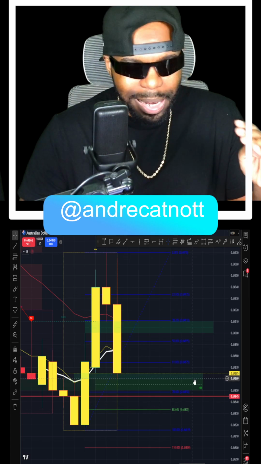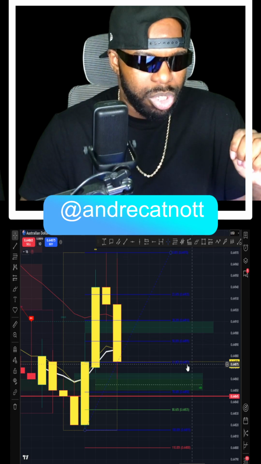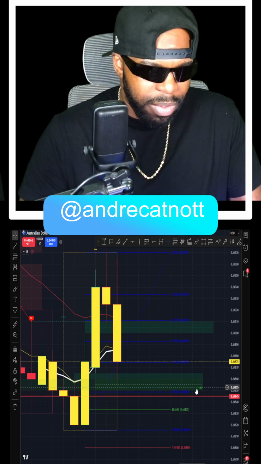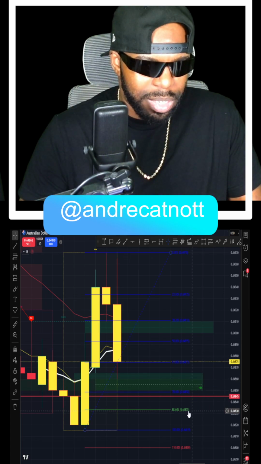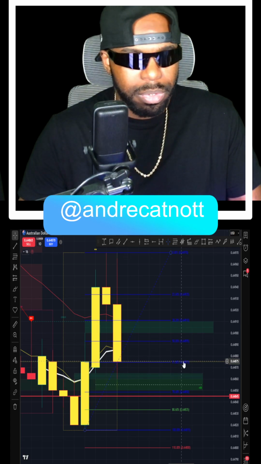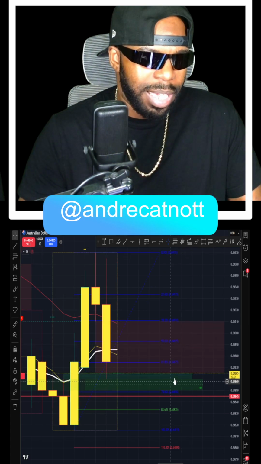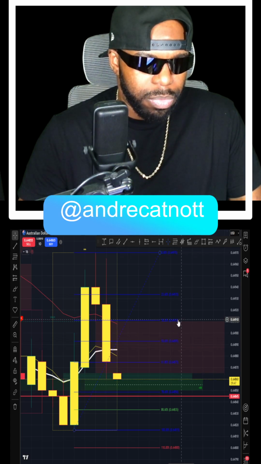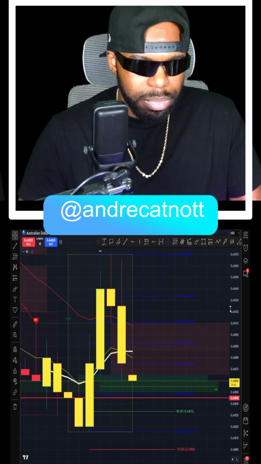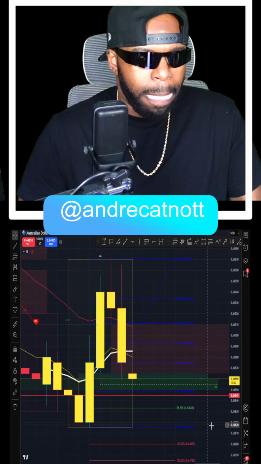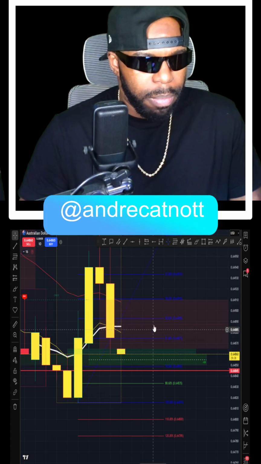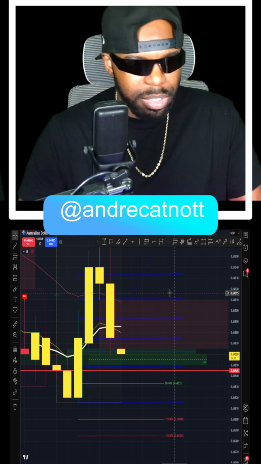The levels that I like to trade off of are usually the 61.8, the 78.6, and the 88.6. Those are my favorite levels to take entries on, but sometimes I also take entries on the 38.2. You can take entries on any one of these levels, because these are price reversal levels, PRZ zones.